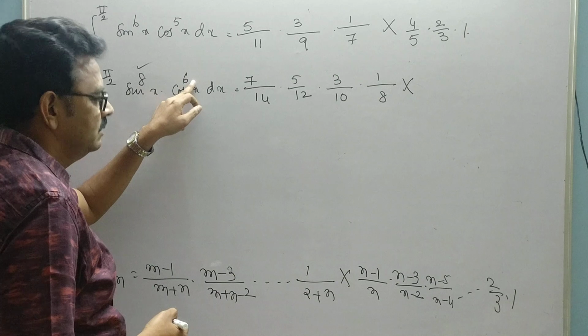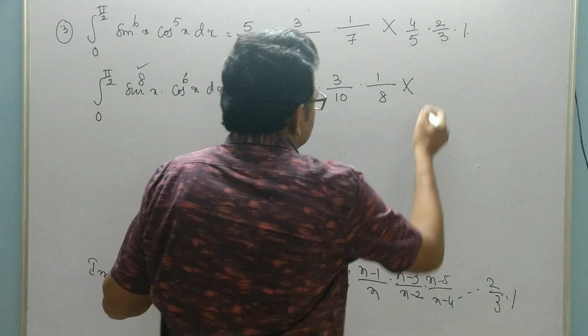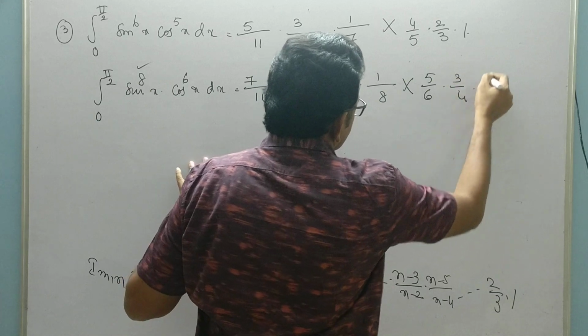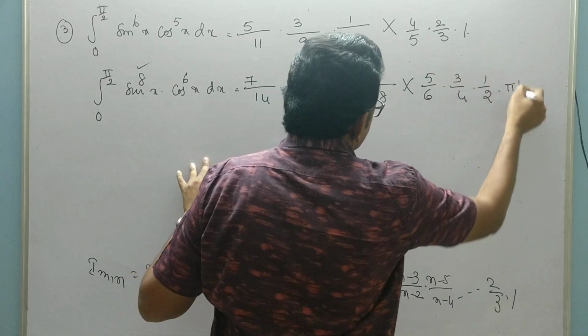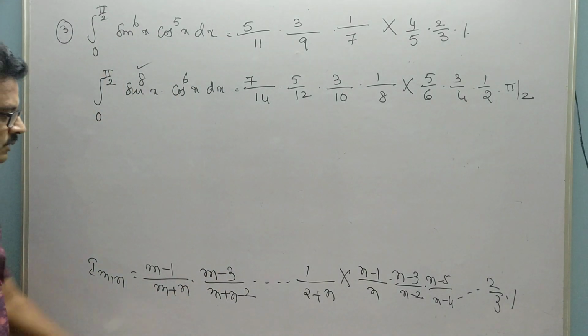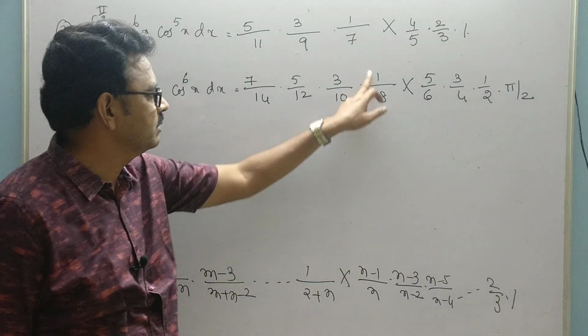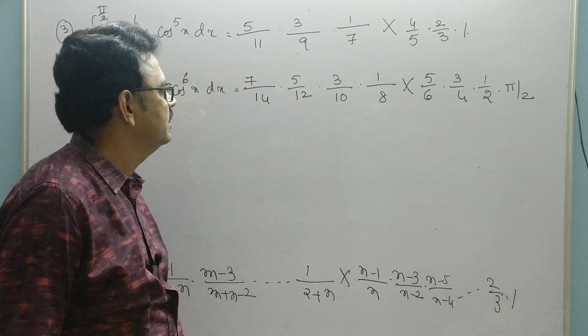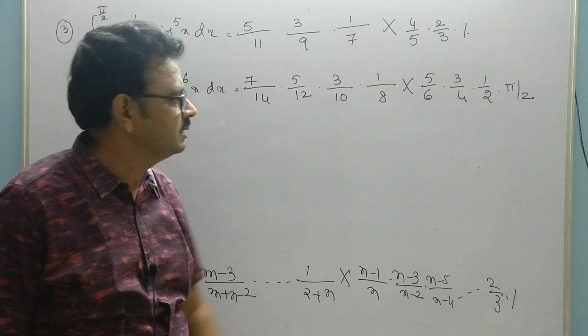so 6 is even number. So 5 by 6 into 3 by 4, 1 by 2 into pi by 2, pi by 2. So this one, 1 by 2 plus n, 1 by 2 plus 6, that is 8. Automatically you will get the terms. Of course, by cancelling something you get the answer.